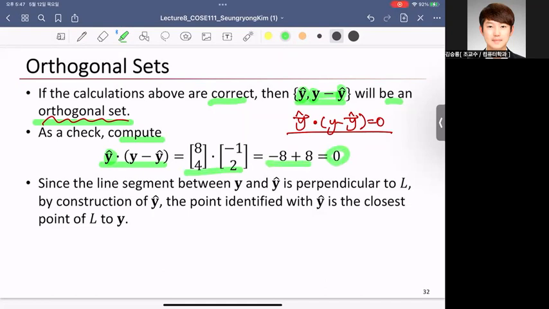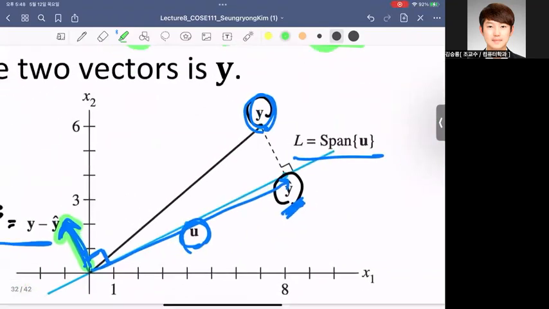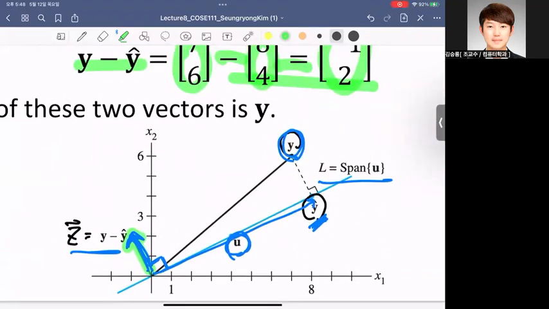Since the line segment between y and y hat is perpendicular to L, by construction the point identified as y hat is the closest point of L to y. What does it mean? So, let's go back to our high school days. If there's a line and we have a point here, which is the closest point on this line?